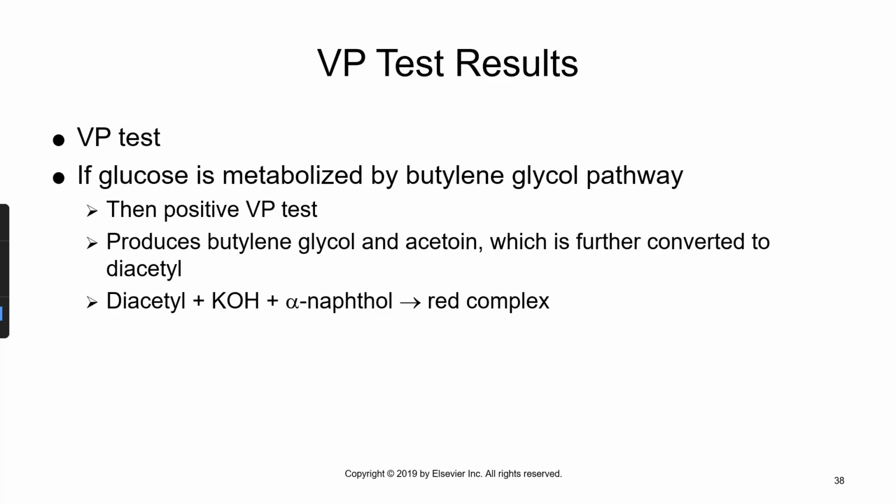VP test: if glucose is metabolized by the butylene glycol pathway, then you get a positive VP test. It produces butylene glycol and acetoin, which is further converted to diacetyl. Diacetyl plus potassium hydroxide plus alpha-naphthol gives you a red complex. So after you add those 2 substances in here, you're going to see a red color formation if it's positive.